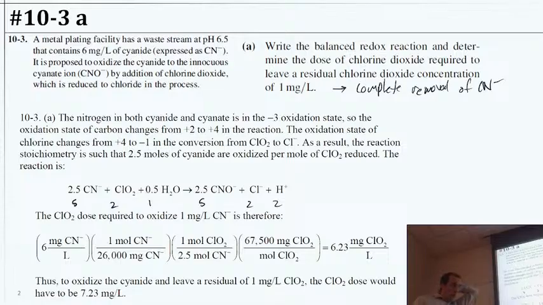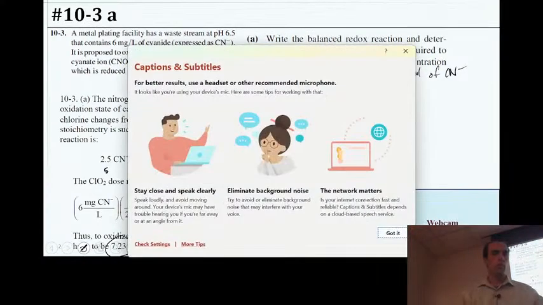Now, the question was, what dose do we need in order to have a 1 milligram per liter residual after doing that? So we need to add 1 milligram per liter on top of that. So our dose becomes 7.23. I wanted to make sure you had that on hand. It's kind of important to notice the residual concept. What is going on? I didn't ask for any of that. Cool.